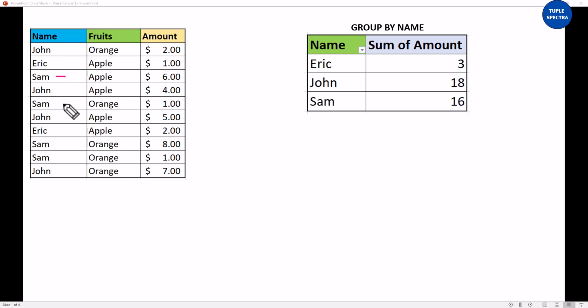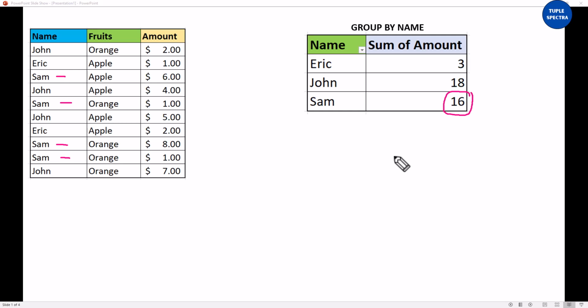We have Sam here, here, here, and here. Sam spent $6 on Apple. Orange is $1, that's $7. And then another orange here, that is $15, since 7 plus 8 is 15. Then Sam spends another $1 on orange, that is 16. And that is why you have 16 here. I hope you guys understand this now.